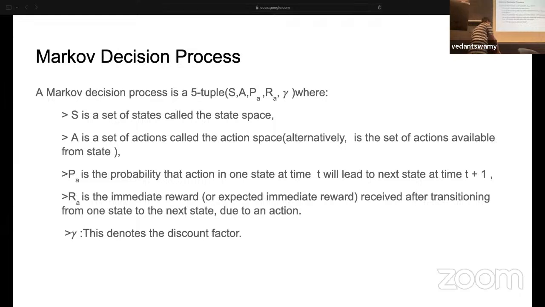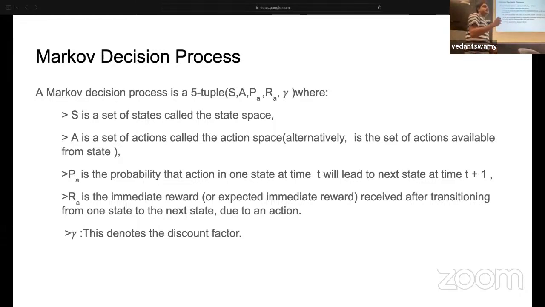Mathematically, a Markov decision process consists of 5 tuples: the set of states, the set of actions, the probability function for the action, the reward probability function, and the discount factor gamma. So S is the total number of states which the agent can be in, and this is known as the state space. A denotes the set of actions that are possible at each stage. This is known as the action space. PA is the probability that one particular action is taken at a particular state at time t, which would lead to the next state at time t plus 1.